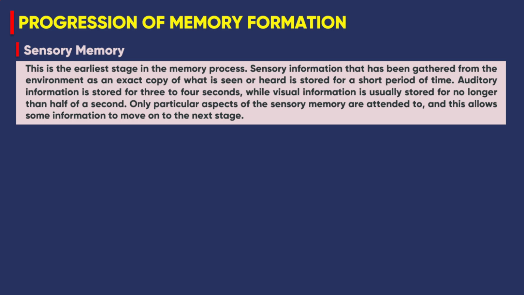Sensory information that has been gathered from the environment as an exact copy of what is seen or heard is stored for a short period of time. Auditory information is stored for 3 to 4 seconds, while visual information is usually stored for no longer than half of a second. Only particular aspects of the sensory memory are attended to, and this allows some information to move on to the next stage.